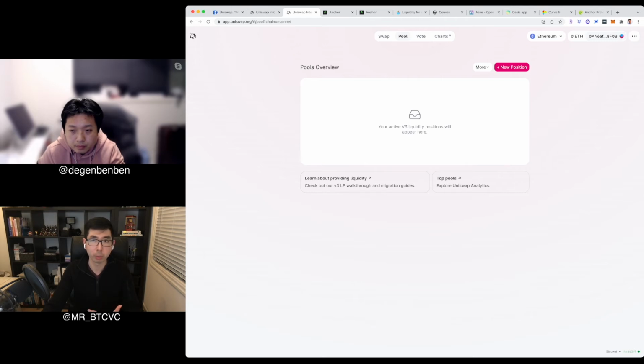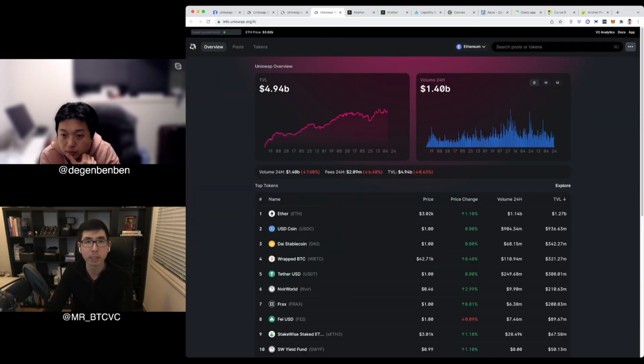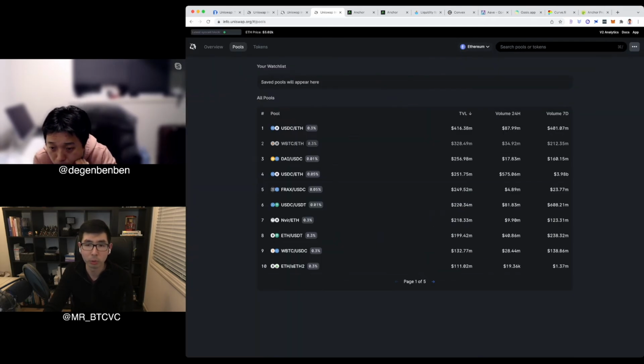So I'm just going to go to these charts. Here you can see all of their pools. There's 5 pages of pools, but I'm just going to show you these as an example. I think it's sorted by TVL. The largest pool is the USDC ETH pool, not surprising.